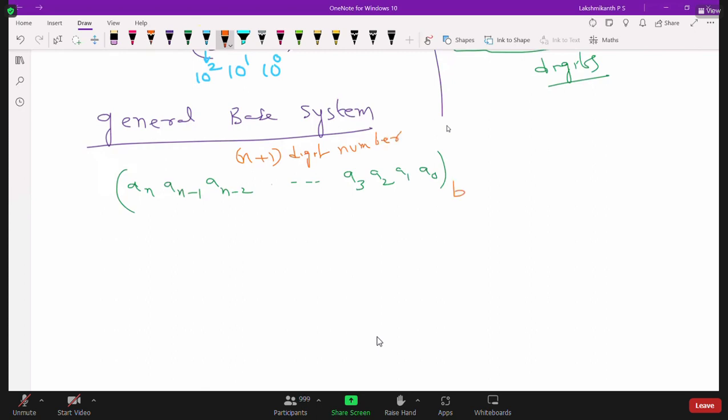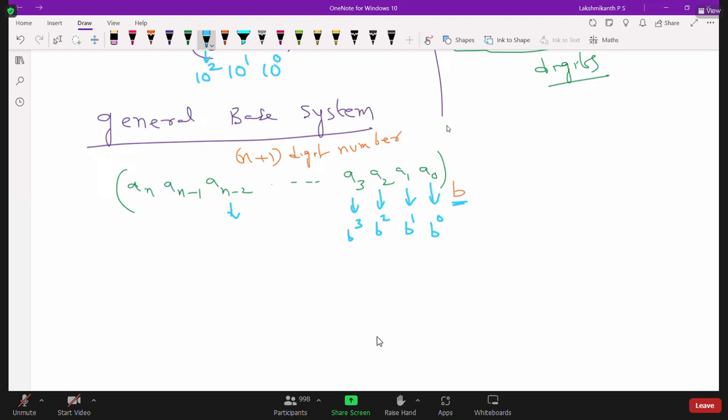Now what is the place value of a0? The place value of a0 is b power 0. If the base is 10, we write 10 power 0, 10 power 1, 10 power 2, and so on. Here the base is b. The place value of a1 is b to the power 1, the place value of a2 is b to the power 2, the place value of a3 is b power 3, and so on.